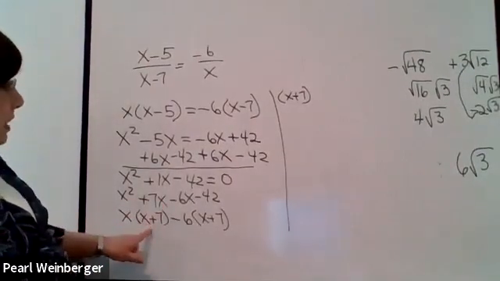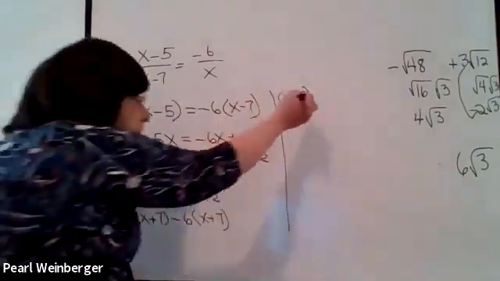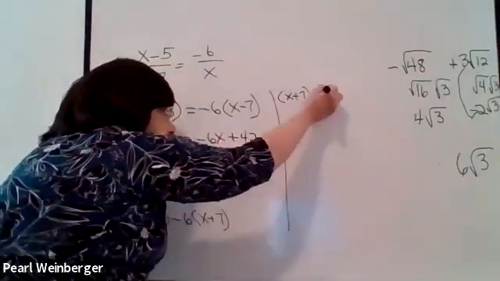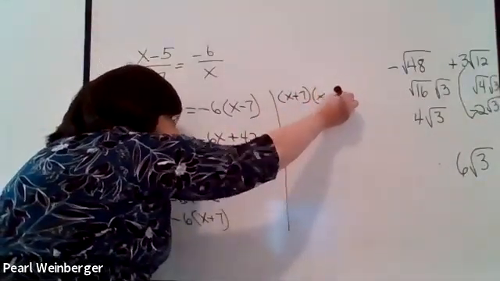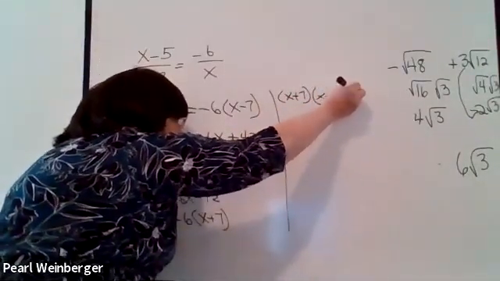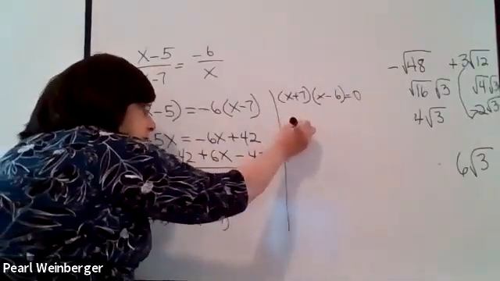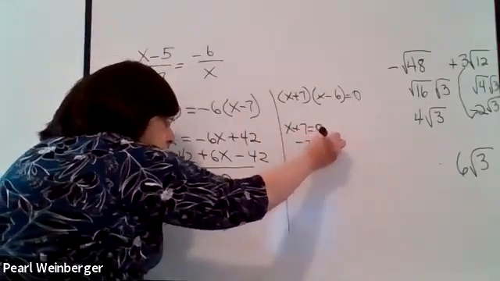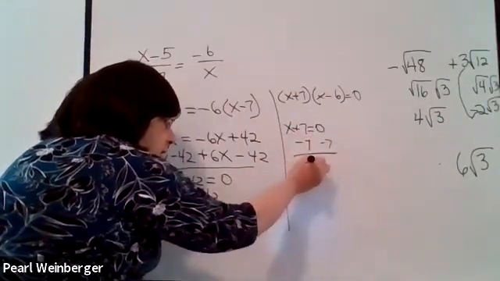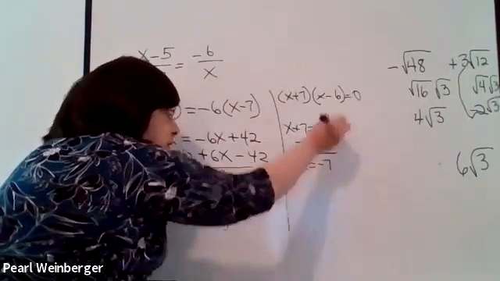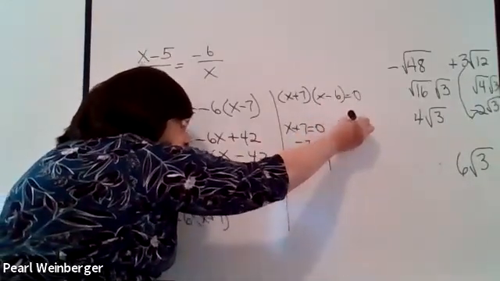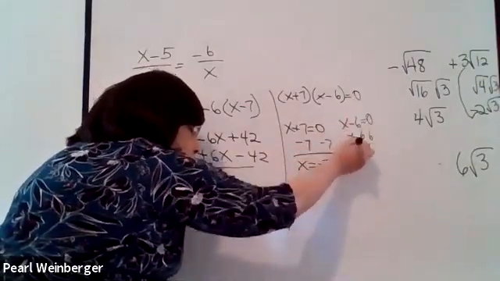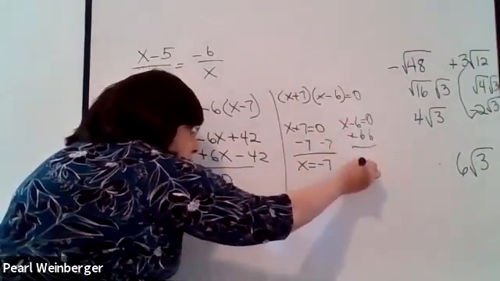So over here, I see I have a common factor of x plus 7, and on the inside, I get x minus 6. These are both equal to 0. So x plus 7 equals 0 gives me an answer of x equals negative 7. And x minus 6 equals 0, and I add 6 to both sides, gives me as my second answer x equals 6.